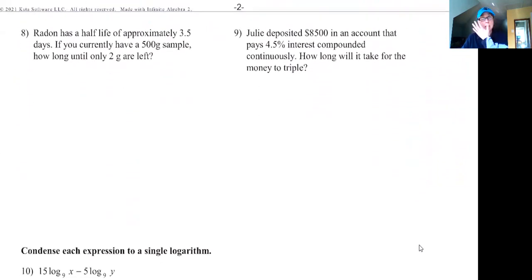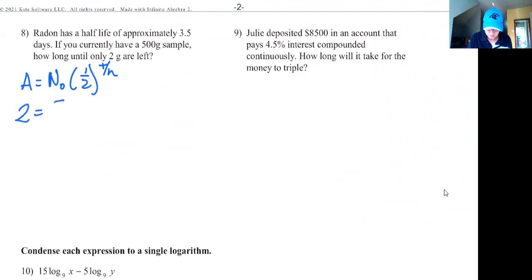All right, so we got some money in this one and half-life. All right, so let's see. Half-life, I'm going to use that half-life formula that I gave you. Okay, so we're going to say our amount of what we have, A sub zero, times my half-life and time over h. So it says here the radon has approximately 3.5 days for half-life. You currently have 500 sample. How long until only 2 are left? So 2 is the amount. I'm starting with 5. I have 1/2.